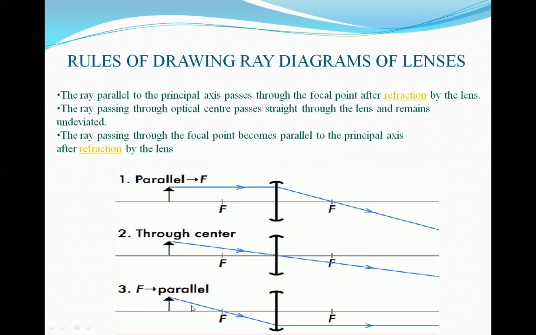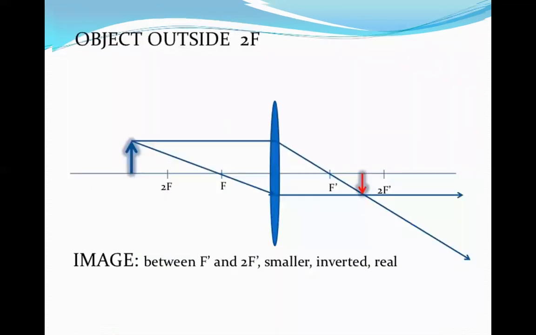The third ray, the ray passing through the focal point, becomes parallel to the principal axis after refraction by the lens. So let's discuss our first case, when the object is placed beyond 2F or outside 2F. Now before that, I'm again going to explain that in the middle we have drawn this lens, and instead of drawing this lens, we can draw a double-headed arrow line, of the same height above and below the principal axis line.